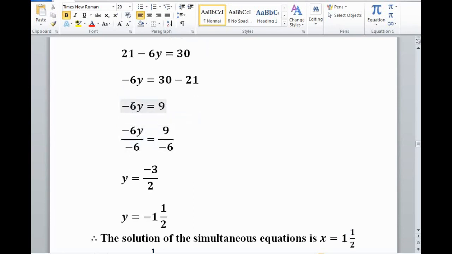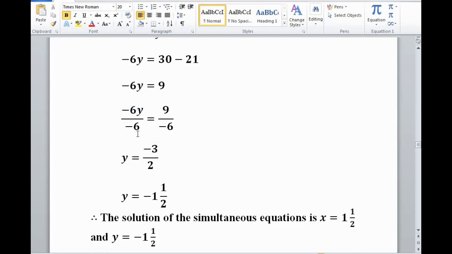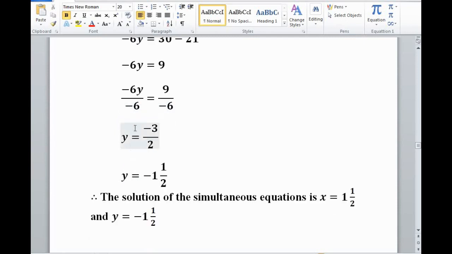Now to eliminate 6 from the left hand side, you can shift this negative 6 from the left to the right side, or you can divide both left and right sides by negative 6. So negative 6 will cancel out negative 6. So we have y equals, here on the right side, a common factor 3 between the numerator 9 and denominator 6. So 3 times 2 is 6, and 3 times 3 is 9. So we have y equals negative 3 upon 2.